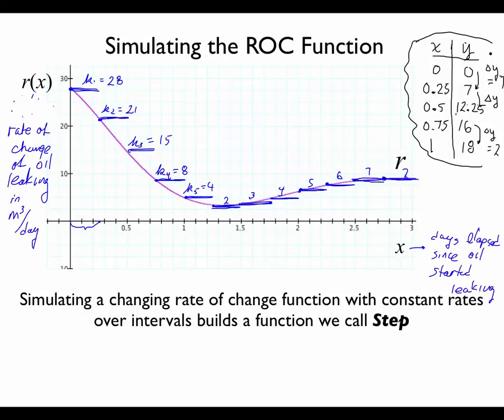Back to our constant rates here, our simulated function. Simulating a changing rate function with constant rates over intervals builds a function we call step. What I've drawn in blue up there looks like steps, right? It looks like steps, going down and going back up a little bit. So those blue steps are a new function, and we call that function step.